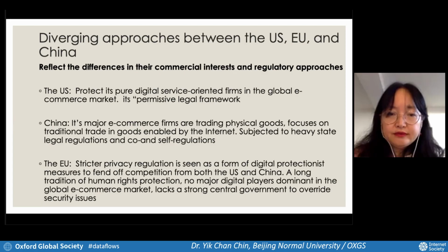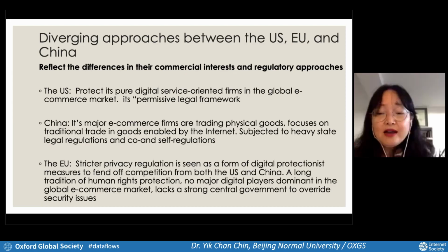If you look at China, China is a major e-commerce player trading physical goods. Therefore, they focus on traditional goods rather than data, and so they have different interests. China's regulatory approach also combines state legal regulation with co- and self-regulation, which is different from the US. The EU places more emphasis on the tradition of human rights protection, and there are no major digital platforms dominating the global e-commerce market. On top of that, there is a lack of a strong central government to override security issues, because the EU has no central government to concern the whole security issues. Those three reasons contribute to different approaches.